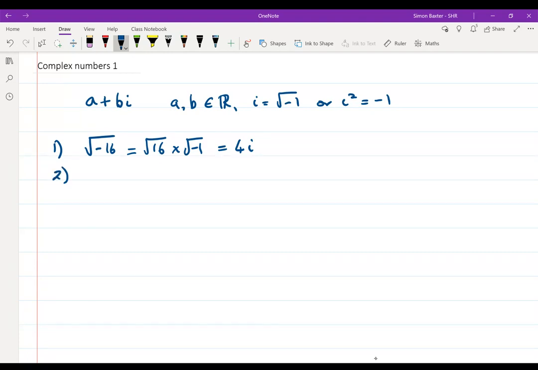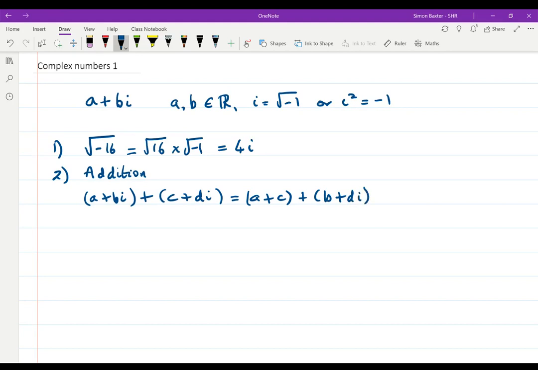Secondly, let's look at addition. If I want to add two complex numbers, then I take a plus bi and add c plus di. I get a plus c plus b plus d times i, just as if you were adding a plus bx and c plus dx. So there we are, b plus d times i.